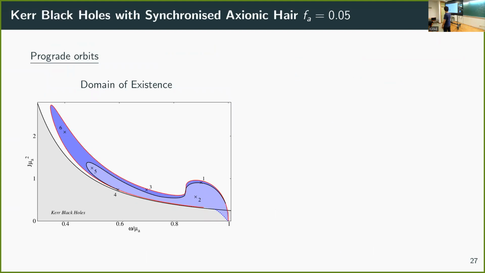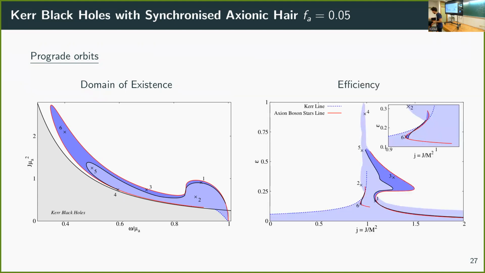So here we have the domain of existence for these hairy solutions, and it's divided into regions. The light blue region corresponds to solutions that have a structure similar to Kerr, so only one light ring and only one ISCO. The dark blue region corresponds to solutions with a non-Kerr structure, which may have a different number of light rings or even more disconnected regions of instability.